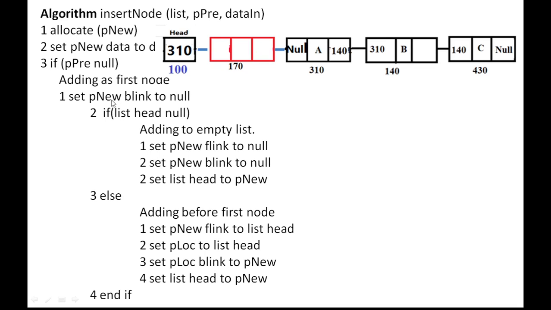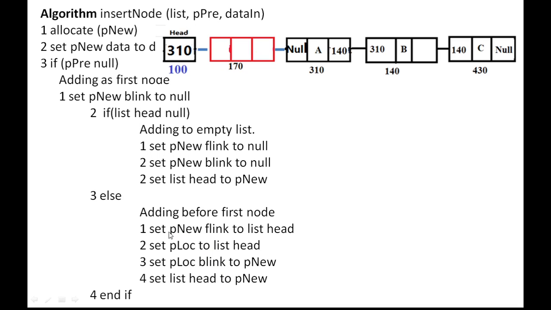Just notice one more point here. I have written set p new backward link to null outside the if condition. That is because it has to be executed irrespective of whether you are inserting into an empty list or into an existing list. So instead of repeating this, I have written it uniformly to be executed for both the if and else part. So the backward link of the new node will be assigned null before we enter the if condition. That statement will not be there in the if part or the else part.